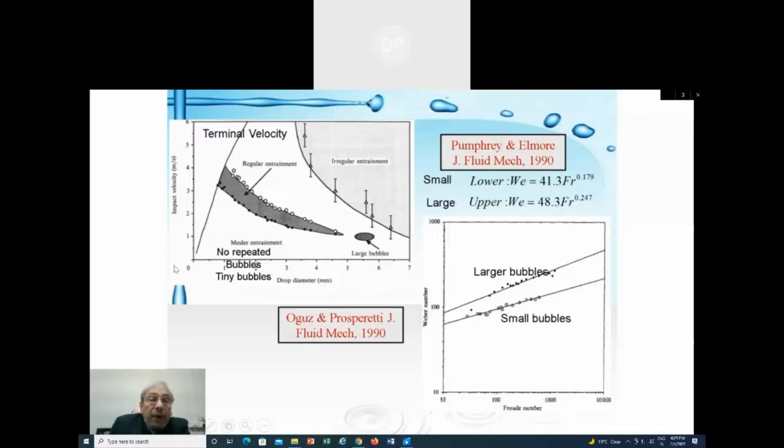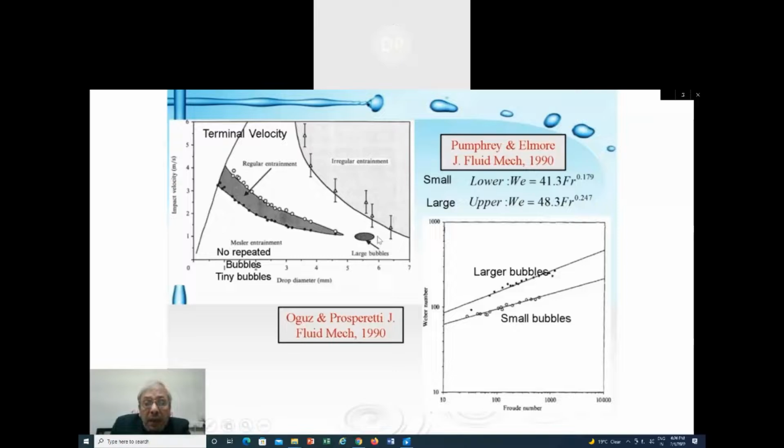You can see here, this is the terminal velocity of the drop, and this is the zone where regular entrapment of bubbles takes place. This is the zone called Mesler entrapment, basically no repeated bubbles, very tiny bubbles are entrapped underneath the drop, between the drop boundary and the liquid pool or water boundary when the drop is coalescing. Very tiny bubbles are trapped, and this is called the irregular entrapment zone. And this is a small zone where Pumphrey and Elmore observed formation of large bubbles.